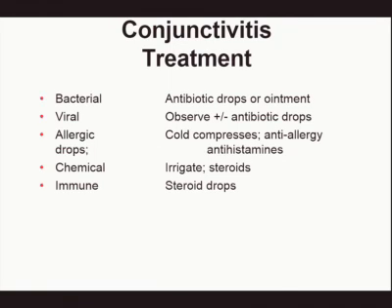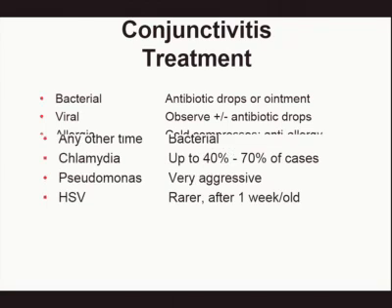Chemical conjunctivitis, you need to irrigate it, make sure that the pH gets back to neutral, and sometimes we have to treat that with steroids. Sometimes if there's a chemical burn to the cornea as well, we're putting them on antibiotics. And then immune conjunctivitis, sometimes they require steroid drops. Anybody who we put on steroids has to be monitored very carefully for glaucoma.